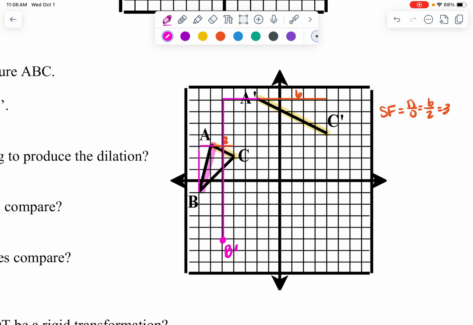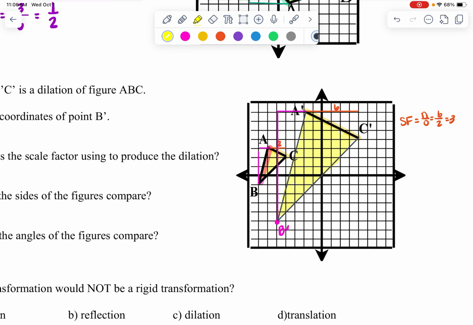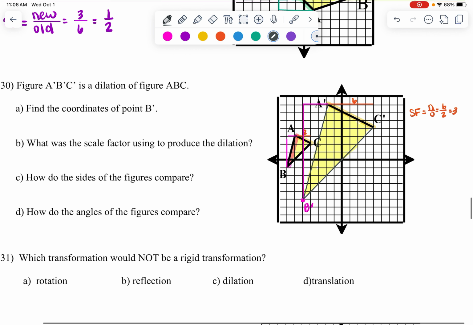And again, I'm going to connect my vertices, A prime, B prime, C prime, and I want to do a quick double check, right? Does the new triangle that I've just drawn with my new B prime look similar to the one I started with? And yes, it does. So I'm pretty confident in my answer. Let's see, what is that ordered pair? 1, 2, 3, 4, -5, -5.